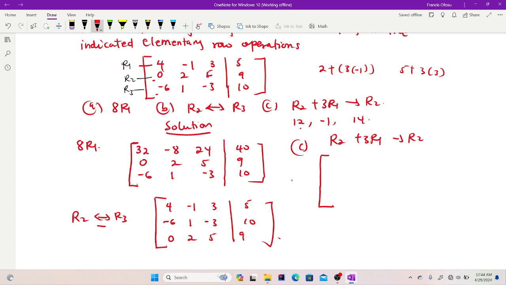Then I'll have 4, -1, 3, 5. Then my row 2, which is giving us 12, -1, 14. Then I forgot here, 9 plus 3 times 5, 24, right? Then the last part is -6, 1, -3, then 10, like this. So as simple as that.